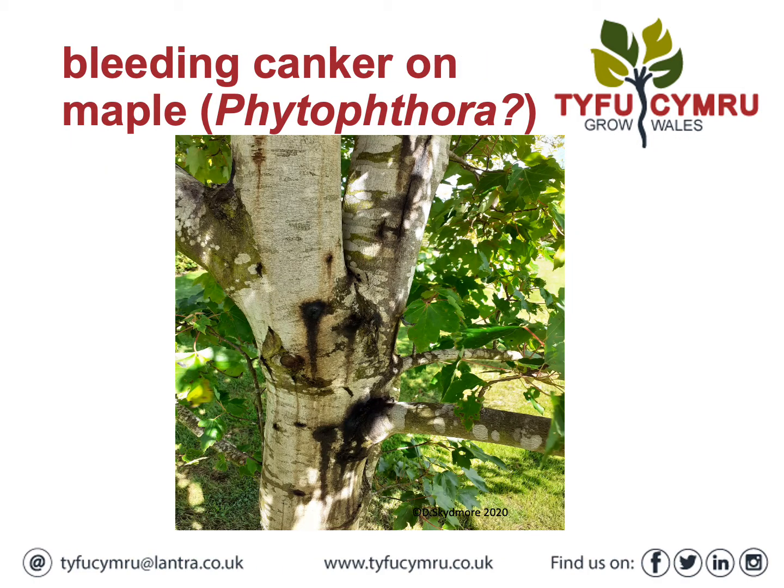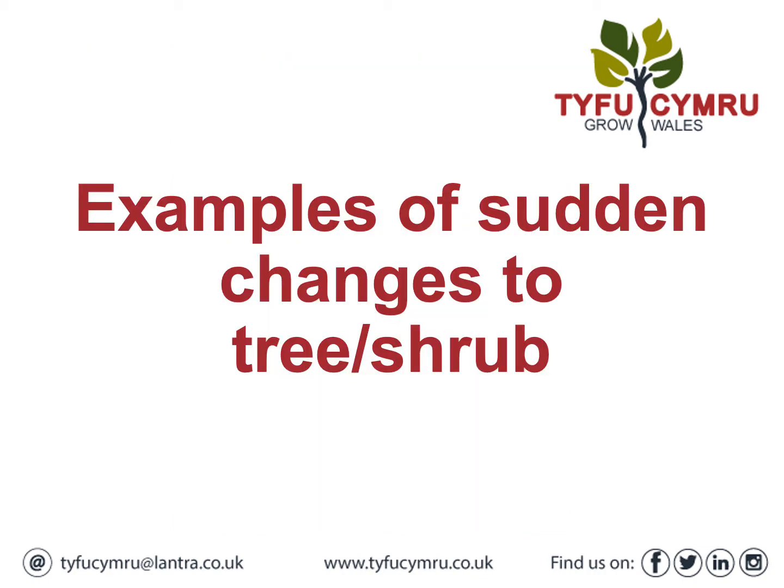Bleeding might occur where wet areas occur on the trunk of the tree, and there are a number of diseases associated with this. This is on a maple tree. This is a bleeding canker, which has probably been caused by a species of the water mould Phytophthora. Next, some examples of sudden changes to trees or shrubs.